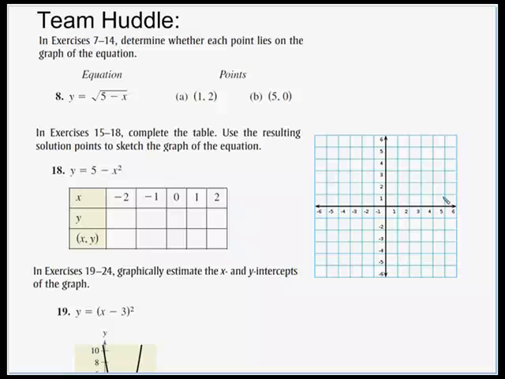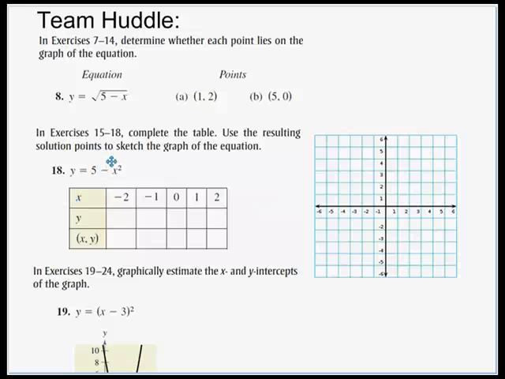And that brings us to the practice problem. So stop the video, plug these points in here, see if those points do in fact lie on the graph. Number 18, graph that shape, 5 minus x squared. And the last one is graphically estimate the x and y intercepts of the graph. So give those a shot and then start the video back up and see if you got them right.